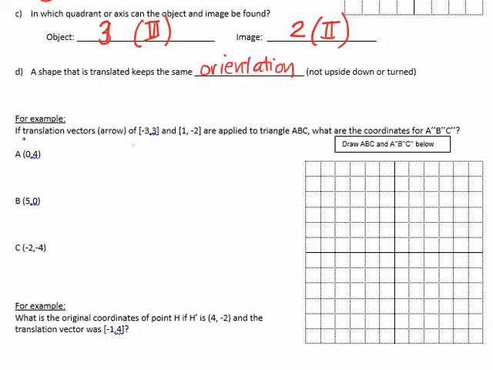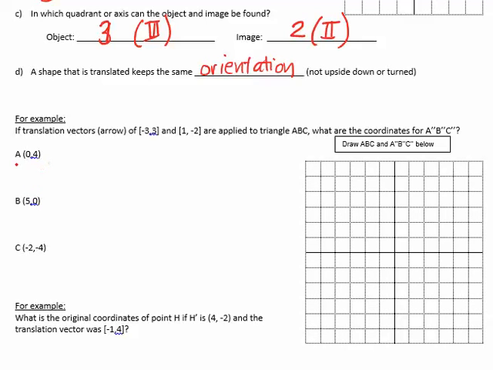The question is, if translation vectors or arrows of -3, 3 and 1, -2 are applied to triangle ABC, what are the coordinates for A double prime, B double prime, C double prime? And then I want you to draw ABC and the final image below. So let's start first just by looking at the coordinates. The way that we solve this is we look at all 3 points completely separate.